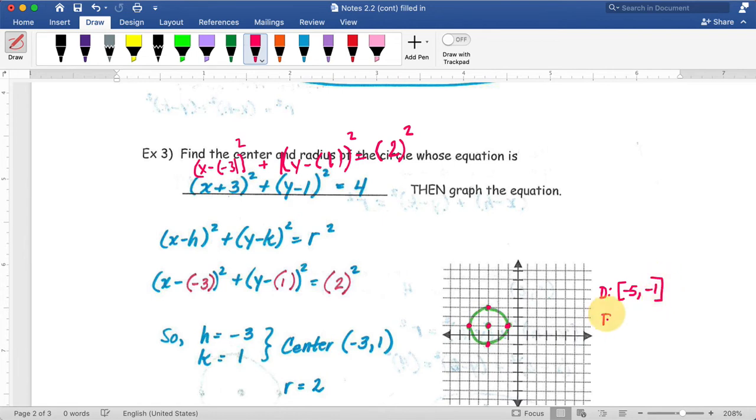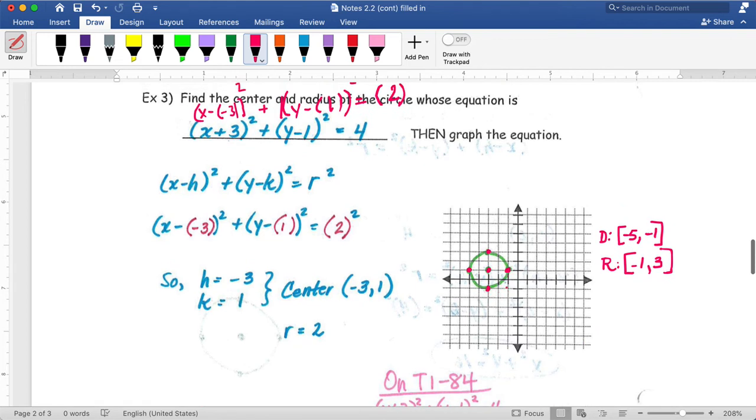The range, that's my y's, the lowest y and the highest y. The lowest y is -1, and the highest y is 1, 2, 3. Okay, so that's how I'm going to give the domain and the range of my circle.